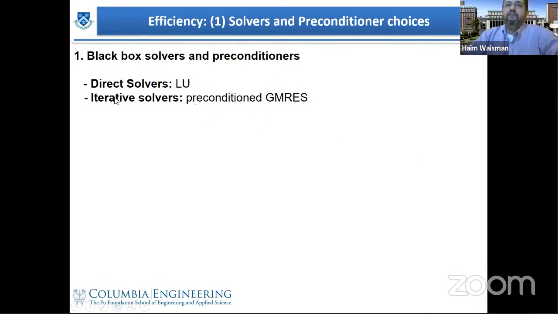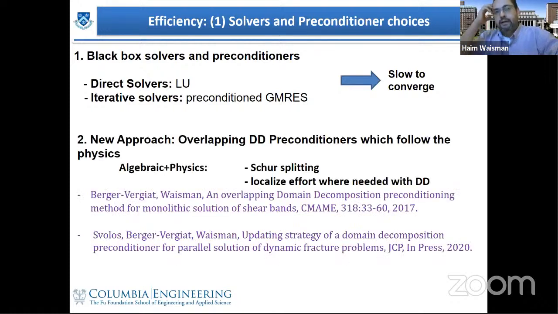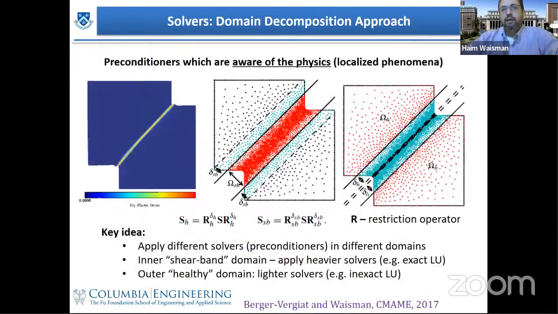So first of all, we have black box solvers, right? Off-the-shelf solvers that one can use, such as LU or preconditioned GMRES type solvers, but these unfortunately are not very fast to converge, right? So what I wanted to introduce is another idea here, basically a new solver or a new preconditioning idea. The idea is to use what is called overlapping domain decomposition preconditioners that follow the physics as well, right? So how does this work?